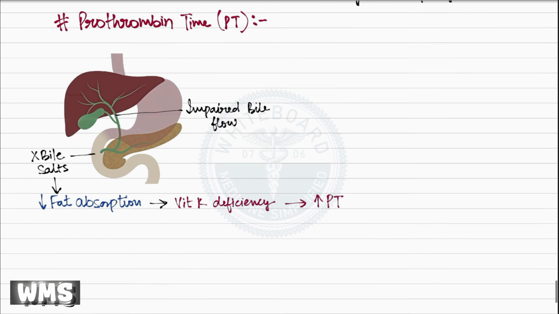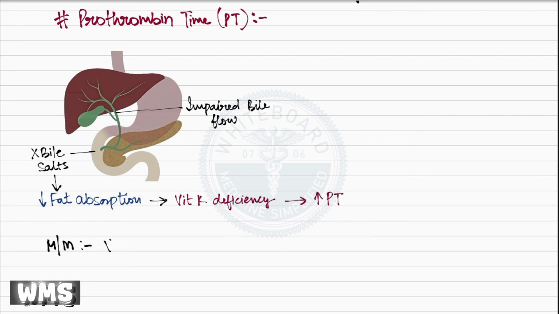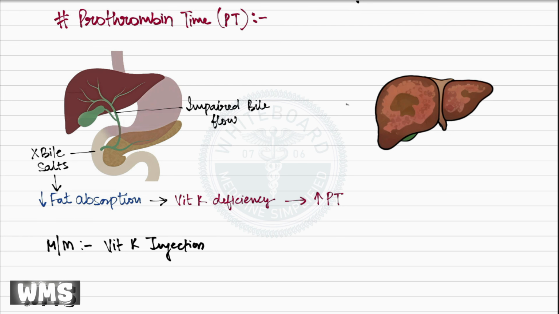But importantly, in this situation, if we give vitamin K by injection, the prothrombin time will correct, because the liver is still capable of synthesizing clotting factors. On the other hand, in severe liver disease, where there is significant loss of functioning liver cells, the liver cannot produce clotting factors, even if vitamin K is available, as most clotting factors, except factor VIII, are produced in the liver. So in such cases, prothrombin time remains prolonged and does not correct with vitamin K administration.